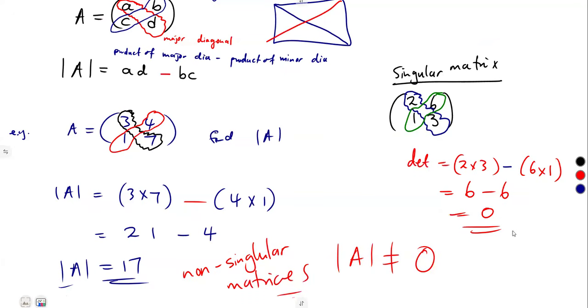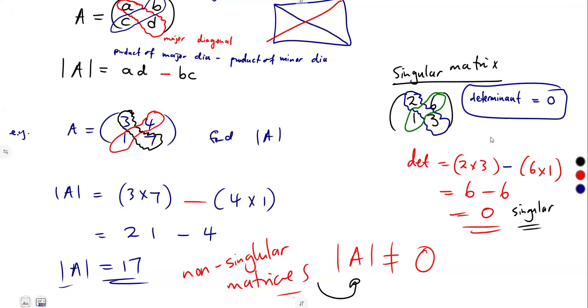singular matrix. So those matrices whose determinant is 0 are referred to as singular. And the non-singular are the ones whose determinant is not equal to 0. So on a singular matrix here, we are saying the determinant is equal to 0 for a singular matrix.